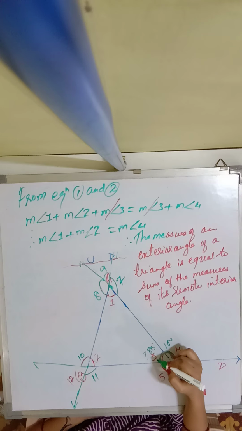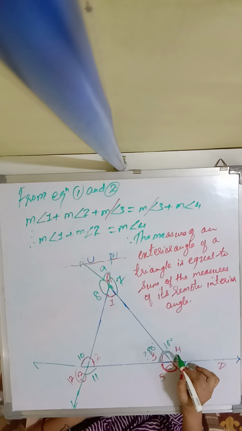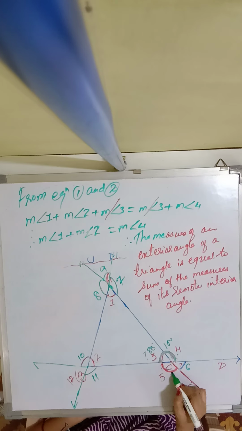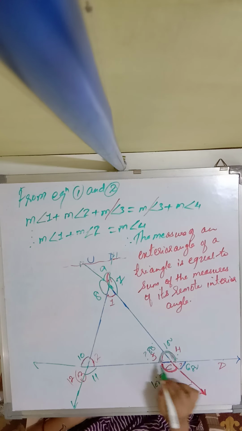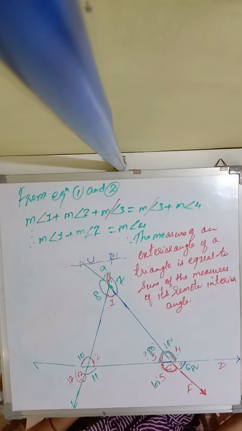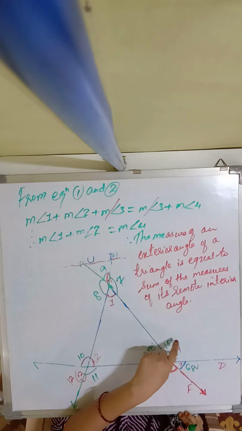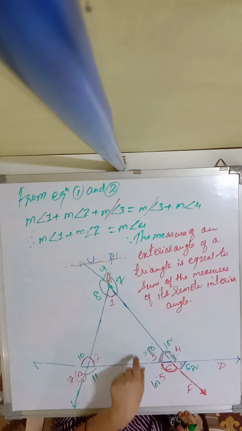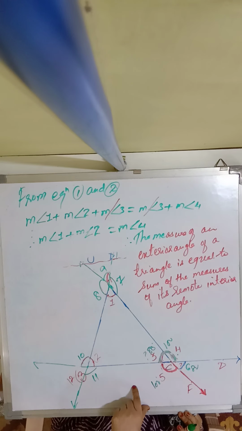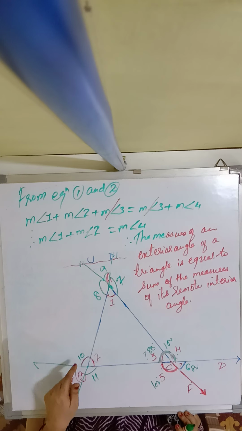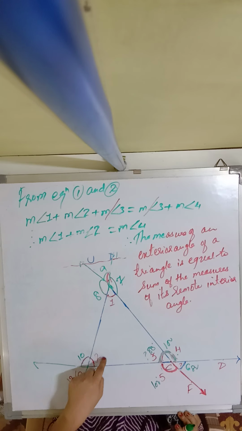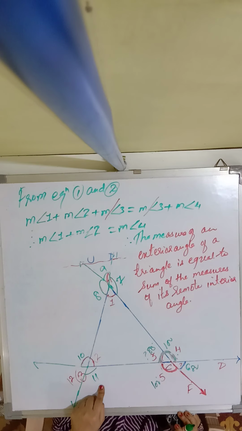Now in the same way, since angle 4 is 100, angle 5 will also be 100, children, because they are vertically opposite. Angle 6 will be 80 because it is vertically opposite angle 2, angle 3. That means from one angle, children, if you know the measure of one angle, you can find the measure of the remaining angles. Suppose here also, if you know the measure of this particular angle, then you can find the measure of this angle, that is angle 2, angle 11 also, and angle 12 also.